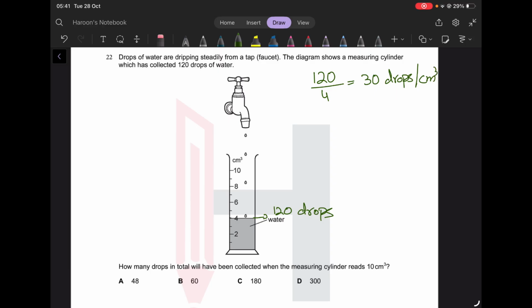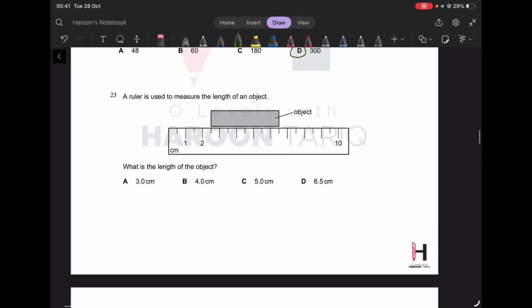Now, how many drops in total will have been collected when the measuring cylinder reads 10 cubic centimeters? So we just need to do, this is 30 drops per cubic centimeter, I need for 10 cubic centimeters. So 30 times 10 would be 300. So we are looking for 300 drops. That is given in D. You can use ratios for this as well. There are other methods to solve this question.